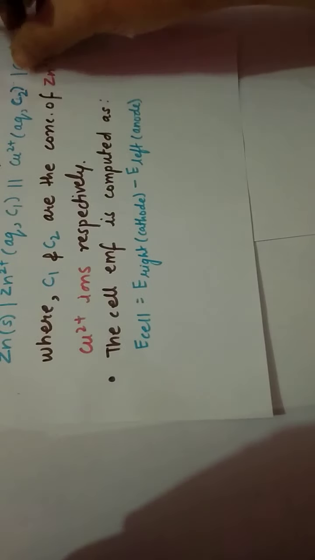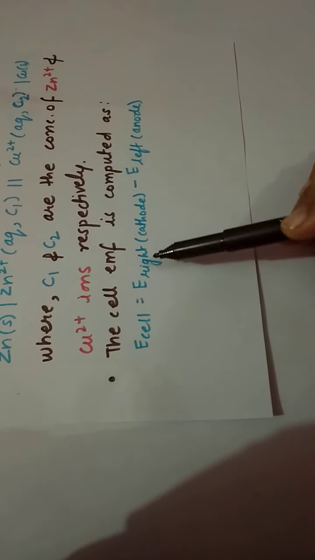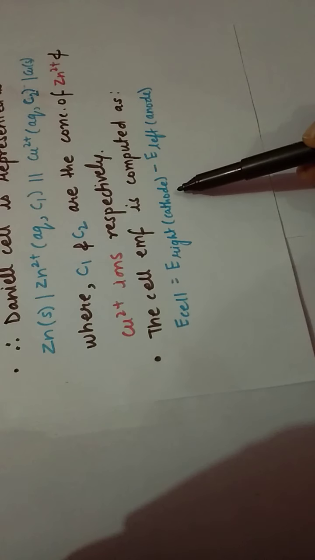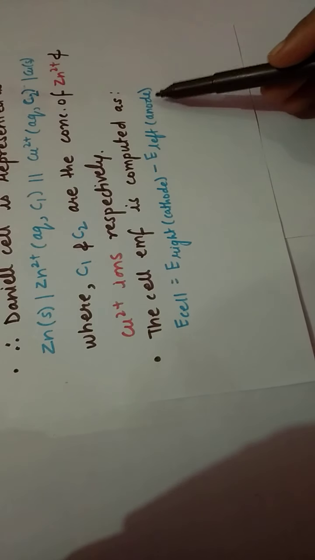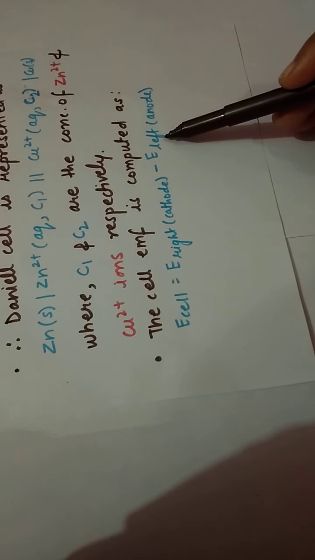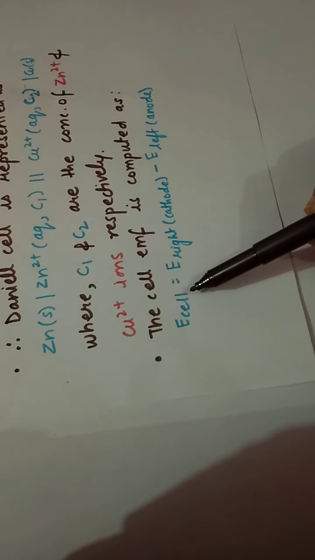And the EMF of the cell, if we are going to find it out, is given by E cell equals the reduction potential of the cathode, the cathode being on the right side, minus the reduction potential of the anode, which is on the left side. So E cell is equal to E cathode minus E anode.